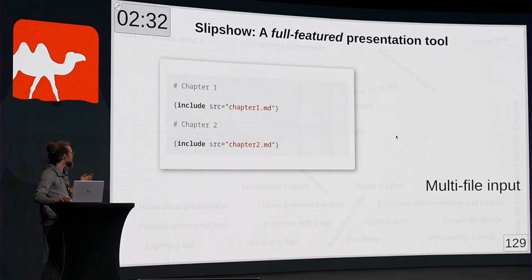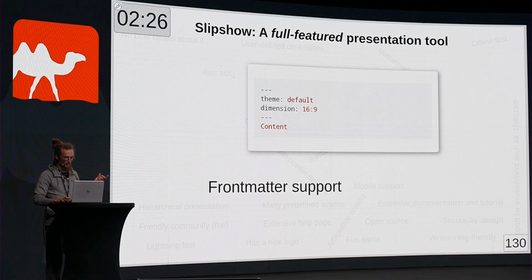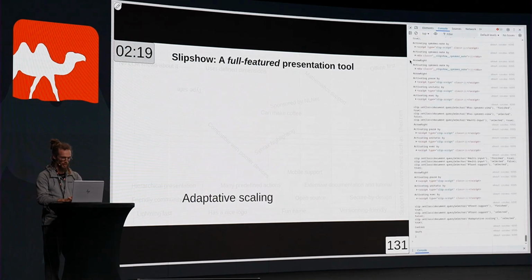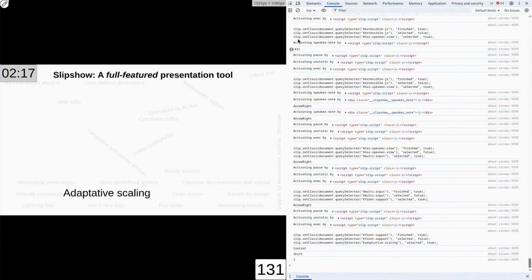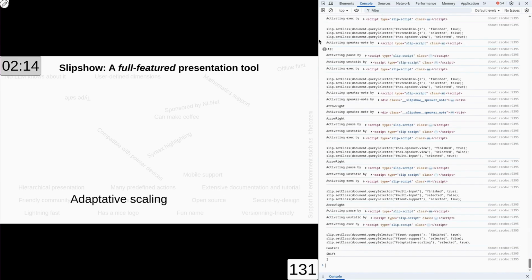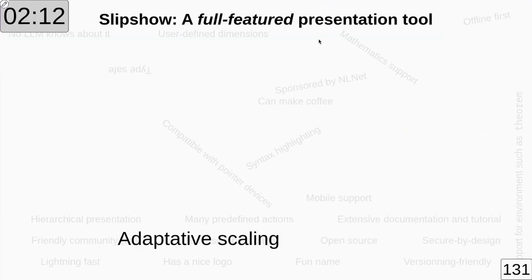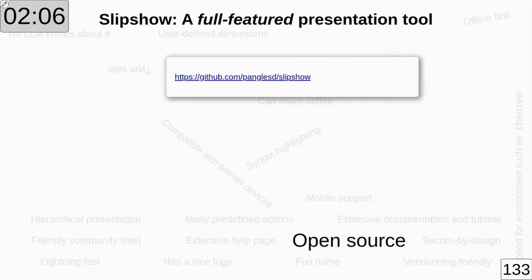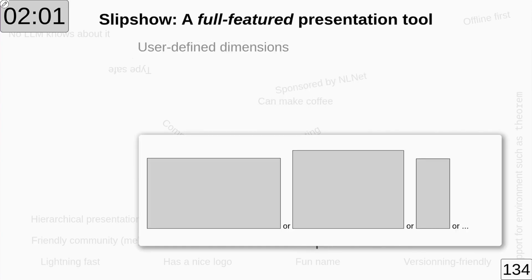You can split your things into multiple files without errors. You have support for front matter, adaptive scaling, so it will look the same no matter the size, and update. So it will be exactly the same pixel per pixel, modulo the fact that you have fewer pixels. You can add mathematics. All of this is embedded in the PDF.